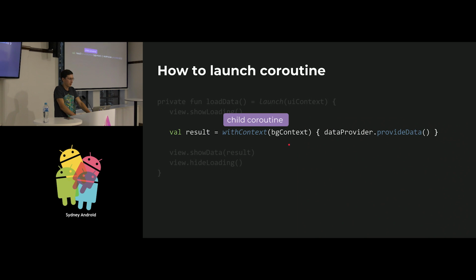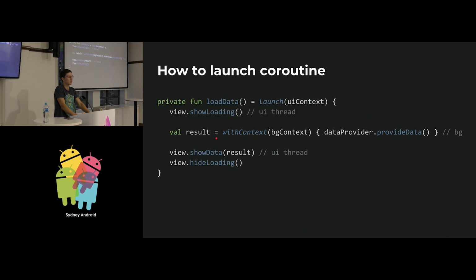Now, we have our data provider's provide data function, which actually does some heavy operation. We don't want to run this operation on the UI thread. That's why we'll use the with context function, which will spawn a child coroutine, and we will specify a background context, so that this child coroutine will be executed in the background, and it will immediately return us a result. So the final code will look something like that.